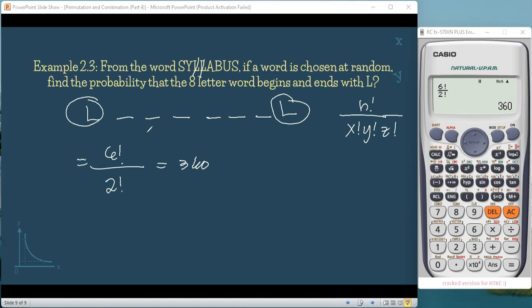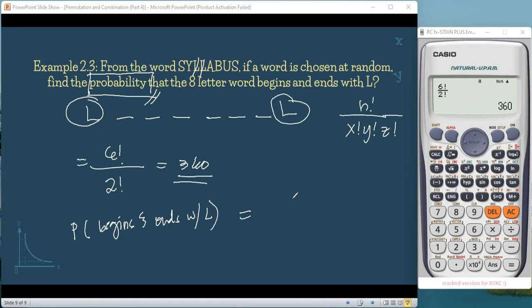So 360 po ba ang answer? Hindi po. Kasi po ang tinatanong po sa atin is the probability. And when we are talking about probability, it is equal to the number of favorable outcomes all over the total outcomes. So remember po, di ba yung total outcomes natin kanina, so sulat lang po natin dito, begins and ends with L. So that is favorable outcome all over total outcome. So ilan po yung favorable outcome natin? That is 360. All over, ilan po yung total outcomes na magkakaroon tayo ng 8-letter words?